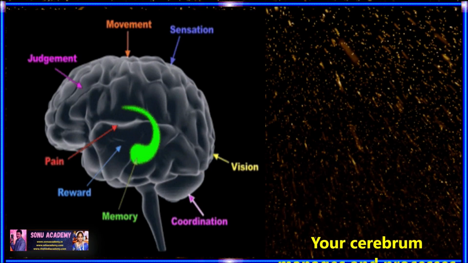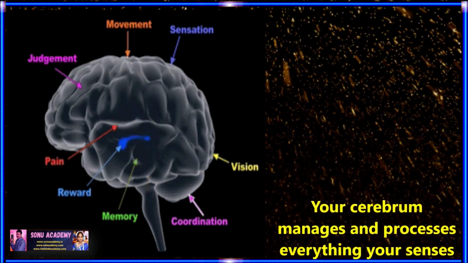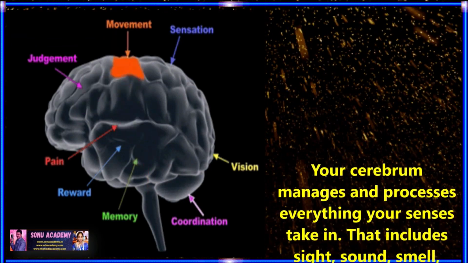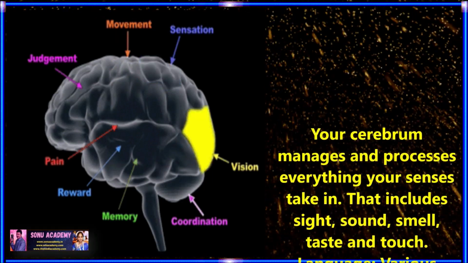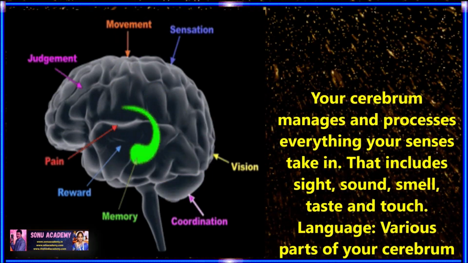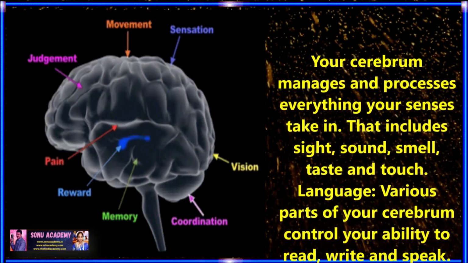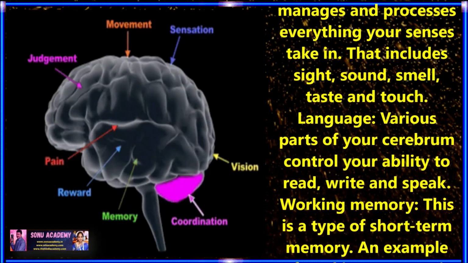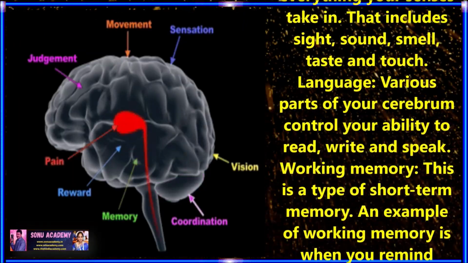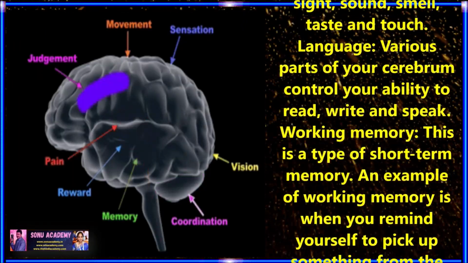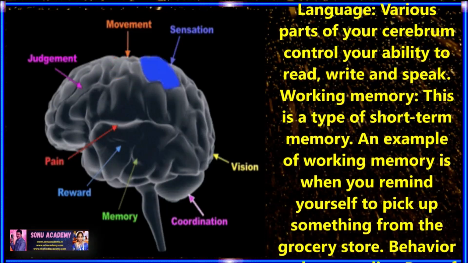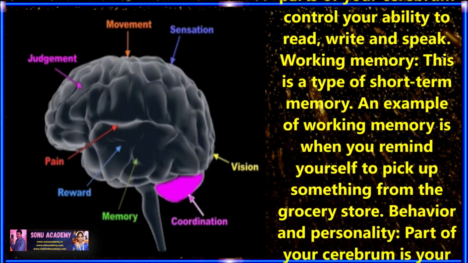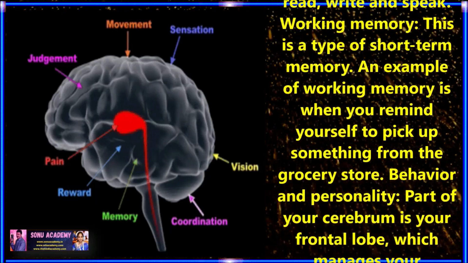Your cerebrum manages and processes everything your senses take in. That includes sight, sound, smell, taste and touch. Language: various parts of your cerebrum control your ability to read, write and speak. Working memory: this is a type of short-term memory. An example of working memory is when you remind yourself to pick up something from the grocery store.